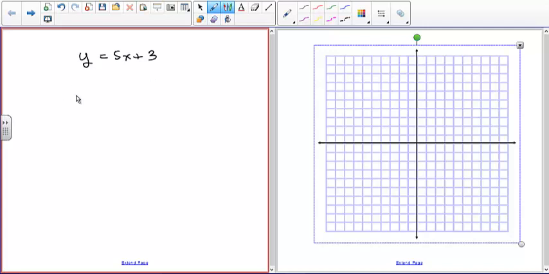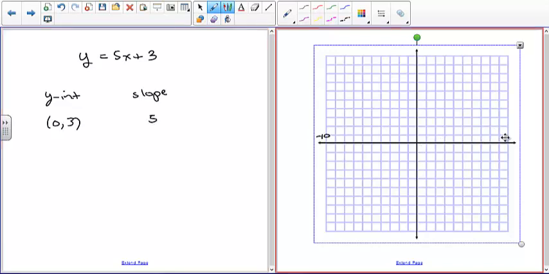So let's do it two ways. One, we'll find the y-intercept, which is always easy when you have it in slope-intercept form. That's when x equals 0, and when x equals 0, you've got 3. And then you've got the slope of 5. So we can plot the point, and all of these will go from -10 to +10.